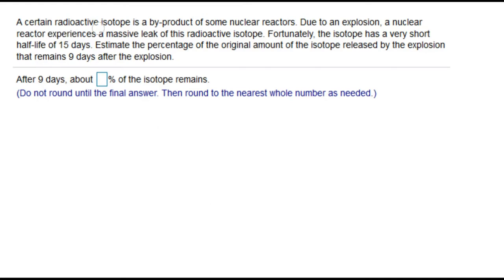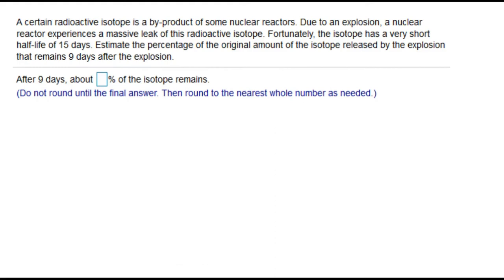A certain radioactive isotope is a byproduct of some nuclear reactors. Due to an explosion, a nuclear reactor experiences a massive leak of this radioactive isotope. Fortunately, the isotope has a very short half-life of 15 days. Estimate the percentage of the original amount that remains 9 days after the explosion.